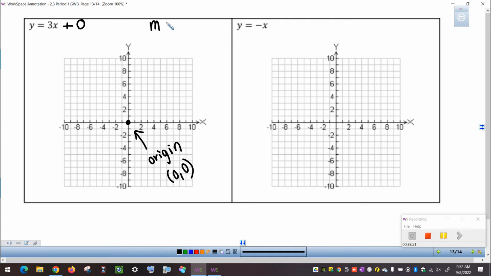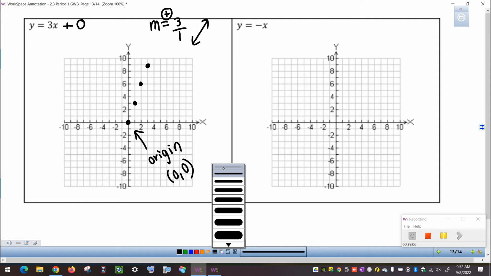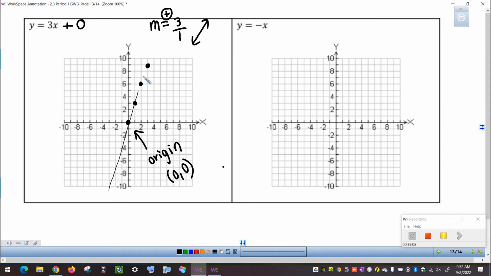Now, this one has a slope of 3 over 1. It's a positive slope, so it's going to look like this. From our starting point, we're going to go up 3 over 1 to the right because it is a positive slope, up 3 over 1, and so on. And we've got our graph there.